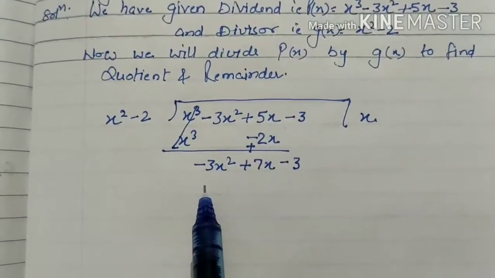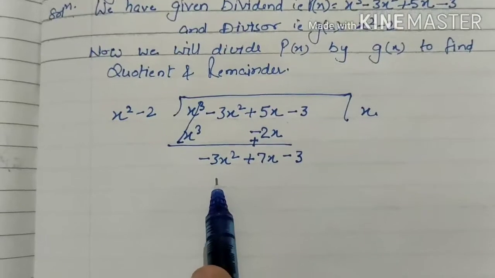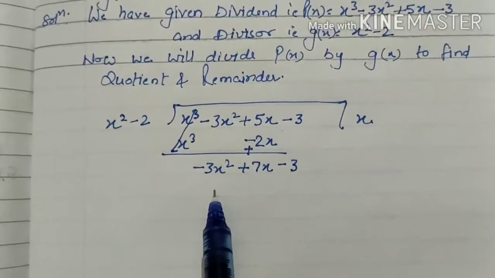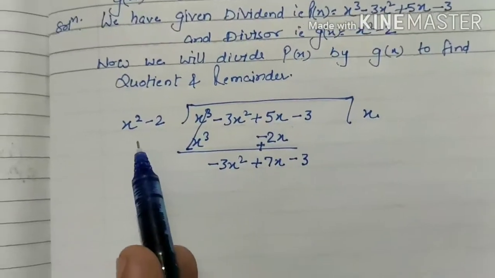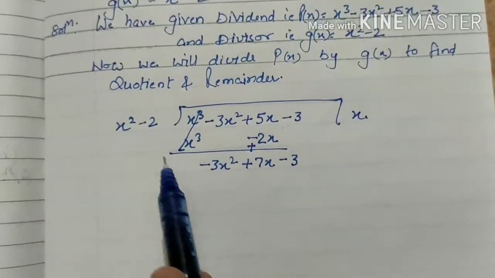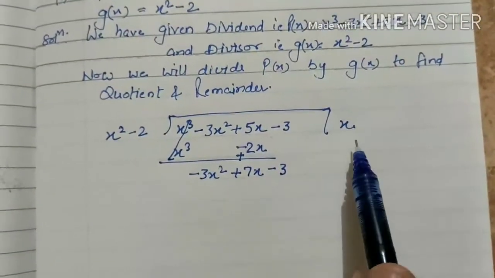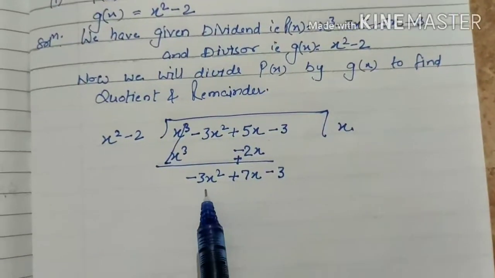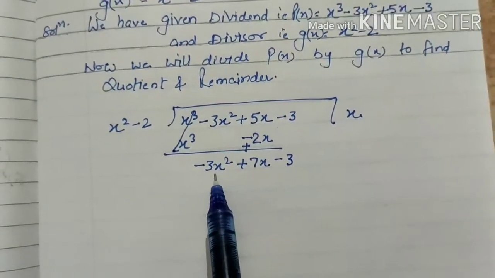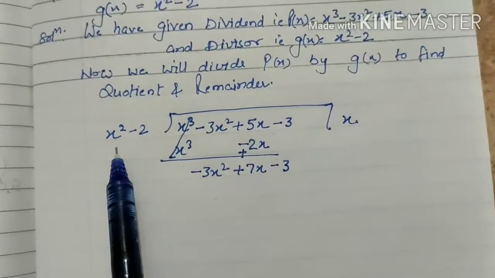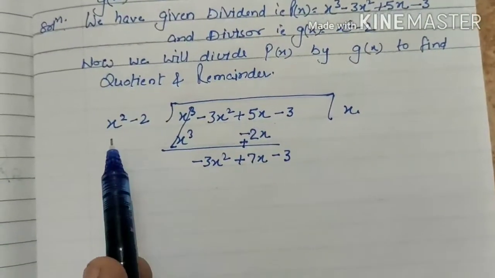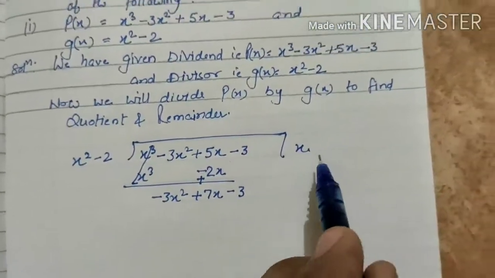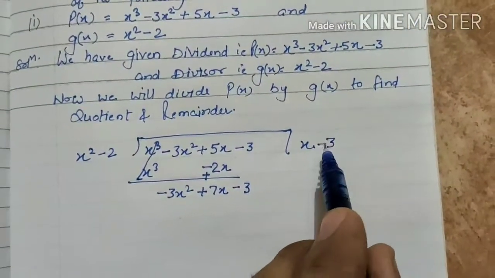So now we will continue the division process until we get the remainder as 0, or a remainder whose degree is less than the divisor, that is 2. So let's start. For the next term of quotient, we will divide the highest degree term of this new dividend with the highest degree term of divisor, that is x square. So we will divide minus 3x square with x square, and it becomes minus 3. So the next term will be minus 3.